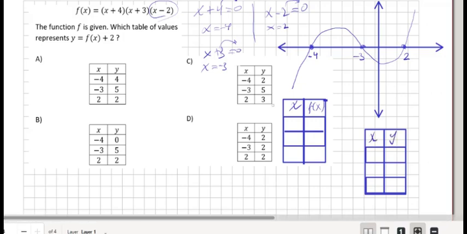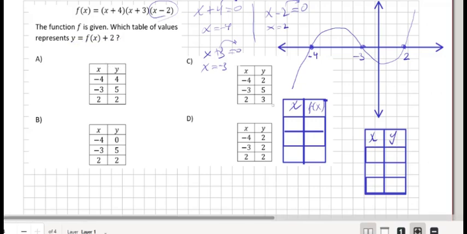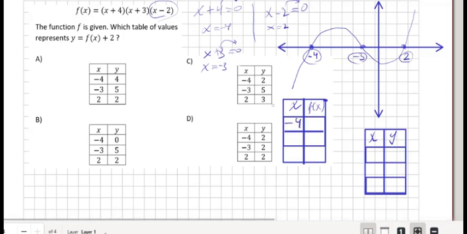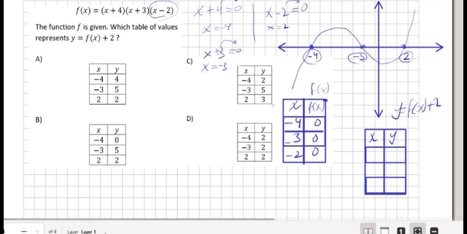Is there a difference between f of x and y? Yes, of course, because y here is f of x plus 2. This means the same values, but add 2 units for each. So x here is represented on the table by these 3 points. You can say negative 4 and 0 for the first point, negative 3 and 0, and negative 2 and 0. But for y, this is f of x, and for y equals f of x plus 2, this means the values here should be the same as these ones, but 2 units up.